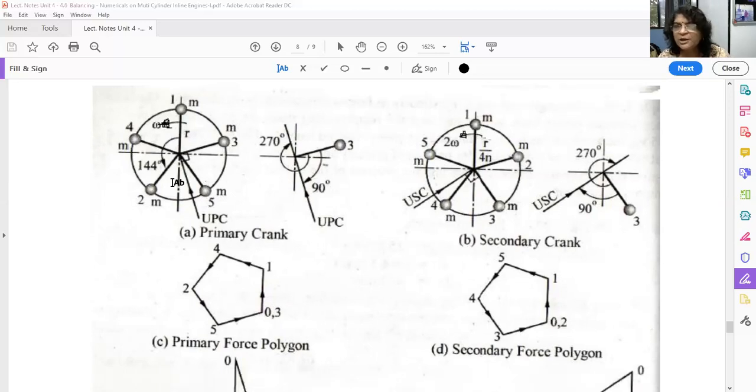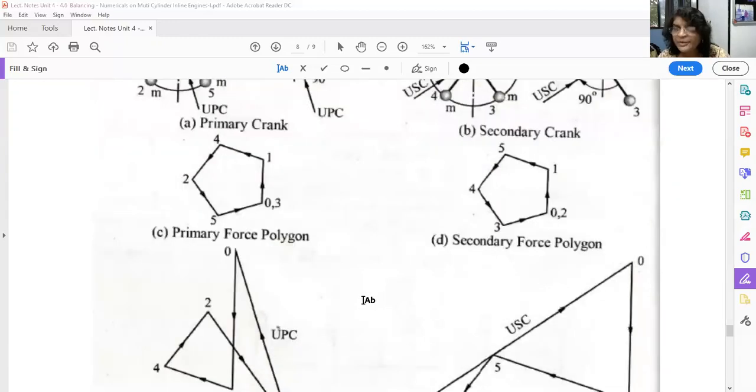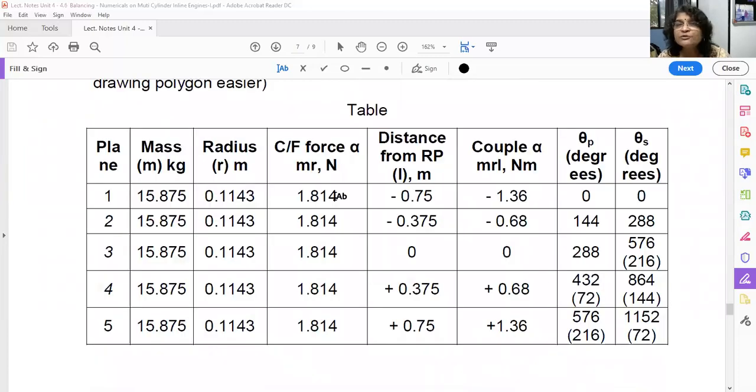Primary force polygon, as per this diagram, secondary force polygon. Again you can take any sequence for drawing the force polygon, and again to draw the second couple polygon. Now what is the force magnitude? See, centrifugal force for primary force is m into r, we are dropping omega square. For secondary force, m r omega square upon n, but n is also same, omega square is also same, so we can take the same scale.